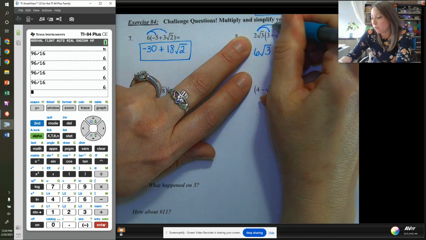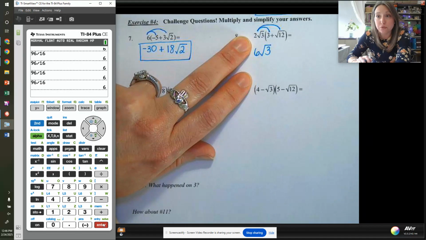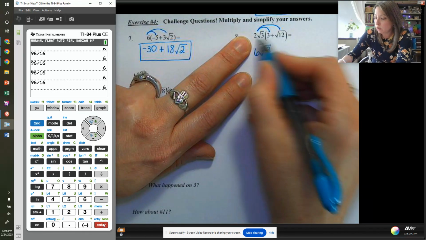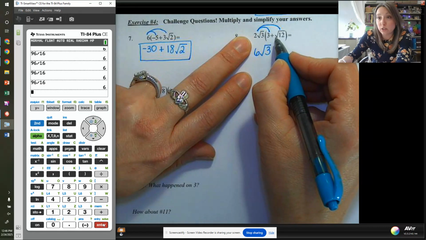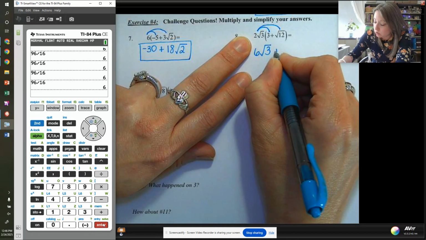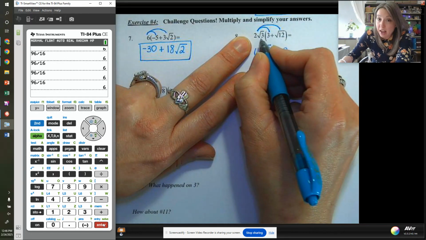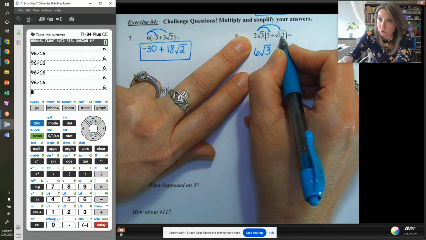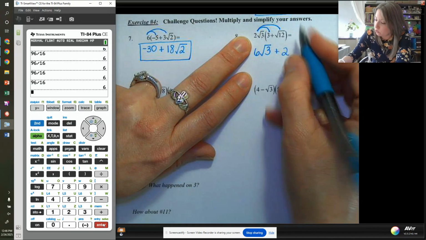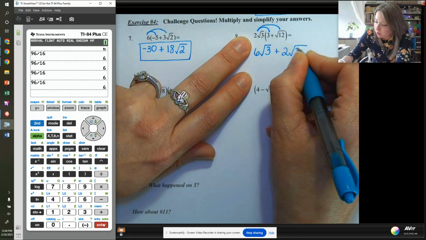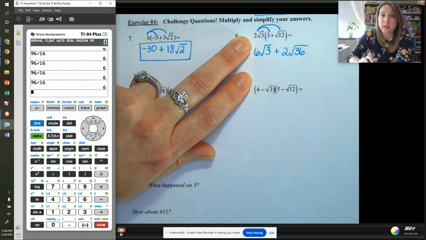Now 2 radical 3 gets multiplied by radical 12. Well, 2 times the number in front of radical 12. That's a 1. So 2 times 1 is 2. Now radical 3 times radical 12. Those are both under the radical, so those multiply together to give me radical 36. Can that simplify?